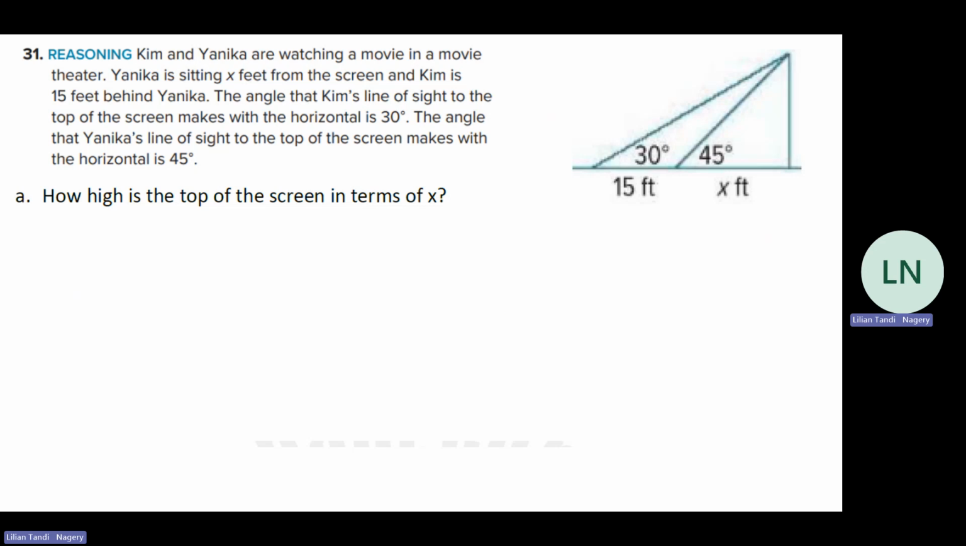Kim and Yanika are watching a movie in a movie theater. Yanika is sitting X feet from the screen, and Kim is 15 feet behind Yanika. The angle that Kim's line of sight to the top of the screen makes with the horizontal is 30 degrees.